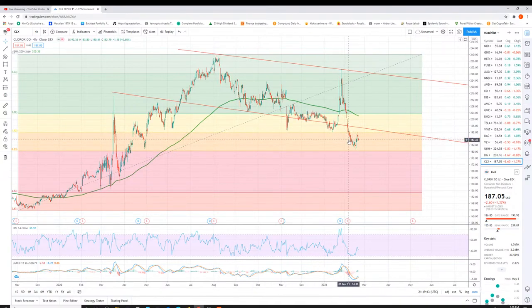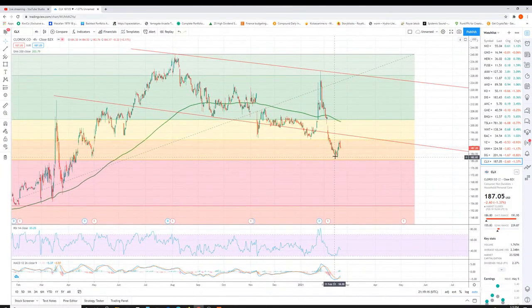So Clorox right here, I think we're on a swing trade on Clorox. We should have waited until it pulled all the way back to the 618, but that's cool though. We bought it in the golden zone, and I think Clorox could eventually bounce back all the way to 202-203 in the next week or so. That'll be good.